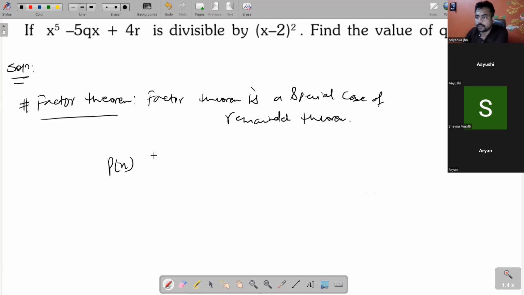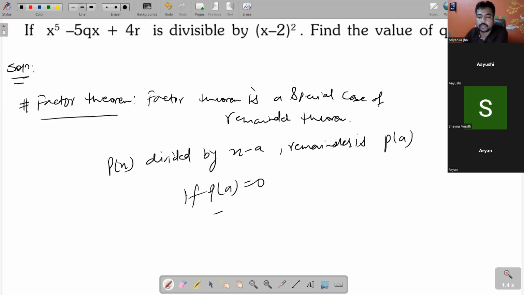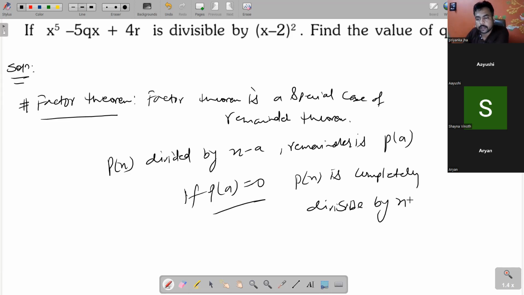If P(x) is a polynomial that is divided by x minus a, the remainder is P(a). Suppose you get some numerical value, then you observe that there is some remainder. But if P(a) comes out to be 0, it means there is no remainder. It means that this P(x) is completely divisible by x minus a.